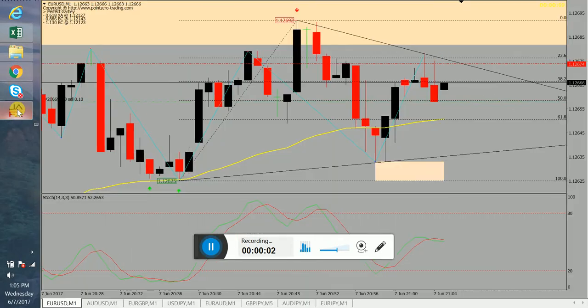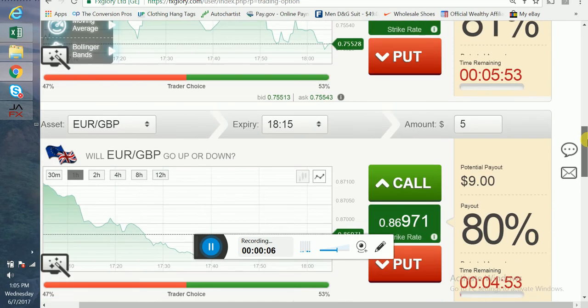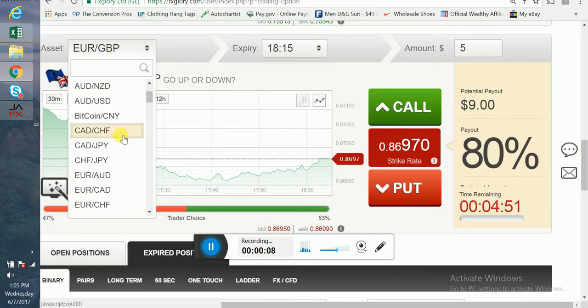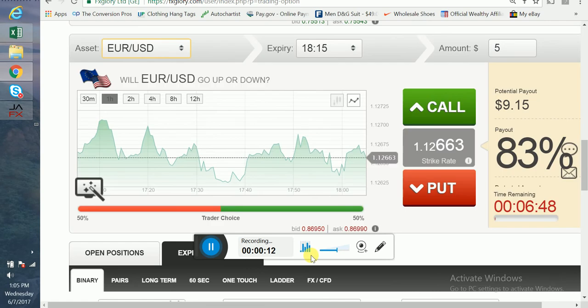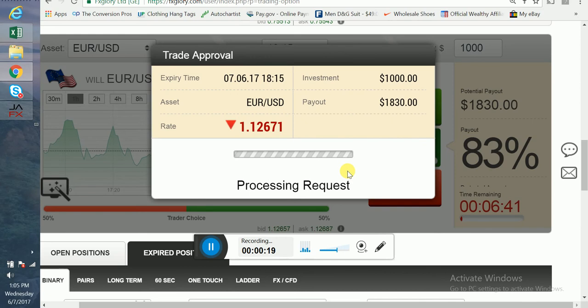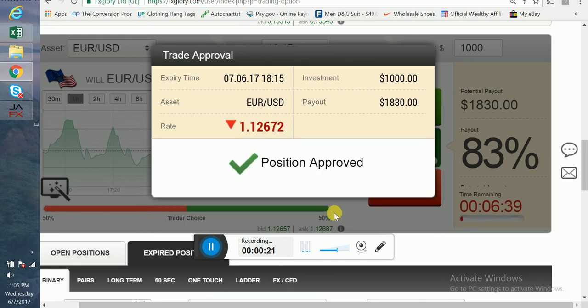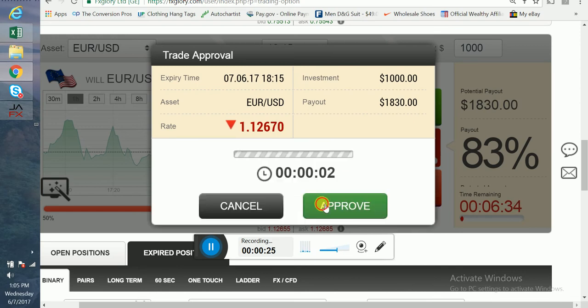All right, ladies and gentlemen, what we're going to do here is make a couple $1,000 in the next 15 minutes. We're going to take a trade on the Euro USD. We'll place about $3,000 trades on there, and I'll show you exactly why I'm taking these trades in just a moment.